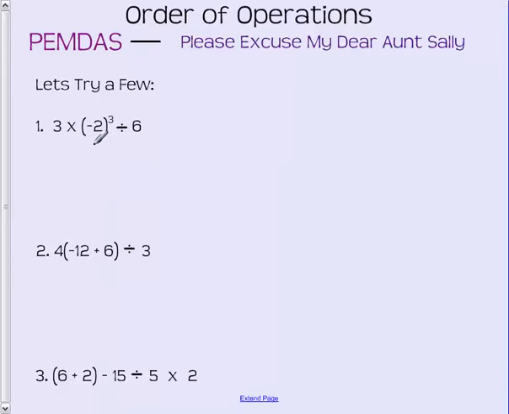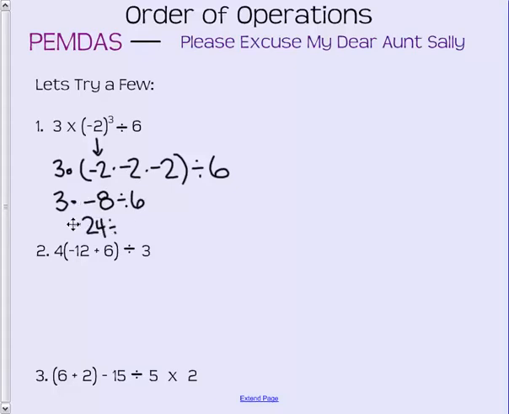All right, you did some of these in class, but let's look at these ones. Again, 3 times, and this is a negative 2 times a negative 2 times a negative 2, and then all this divided by 6. We had to do what was in parentheses first, which was nothing. So then we moved on to exponents. And 2 times itself 3 times is a negative 8. So we get negative 24 divided by 6, which equals a negative 4.